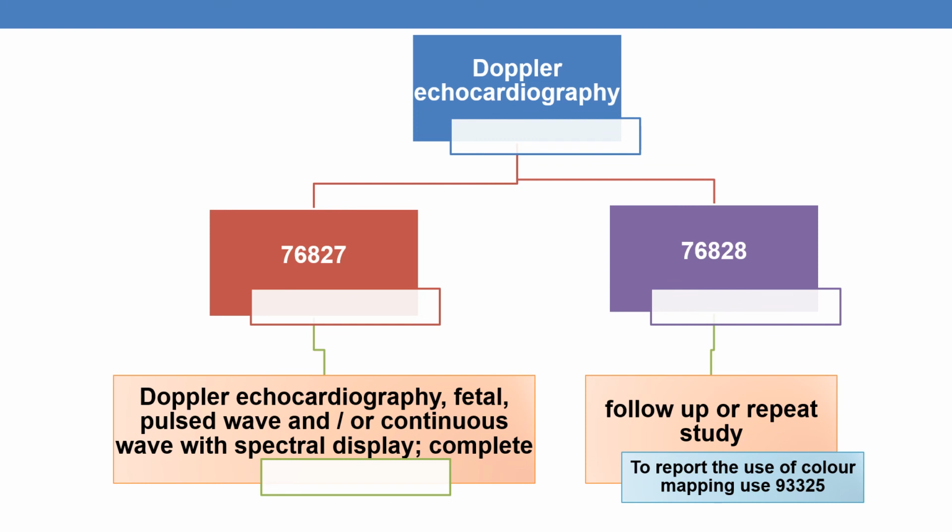Next is Doppler echocardiography. The codes are 76827 and 76828. The description of 76827 is Doppler echocardiography fetal pulsed wave and or continuous wave with spectral display complete. And for follow-up or repeat study of Doppler echocardiography for fetus, you assign 76828. And to report the use of color mapping, you need to assign code 93325 additionally.